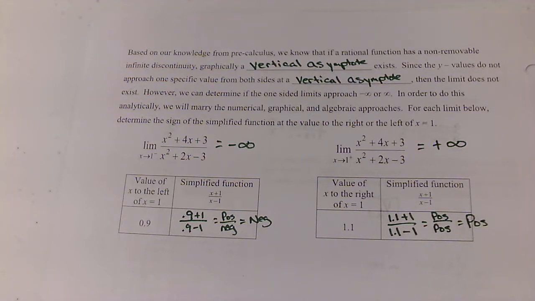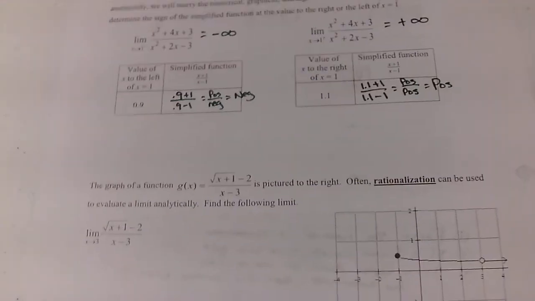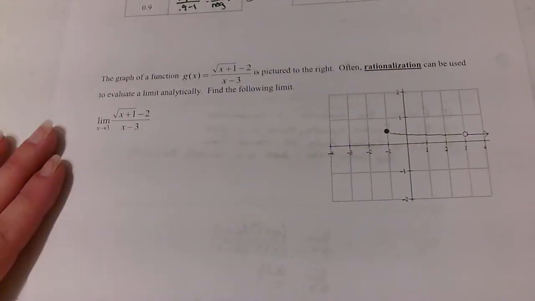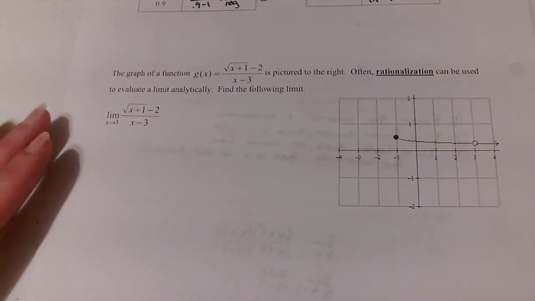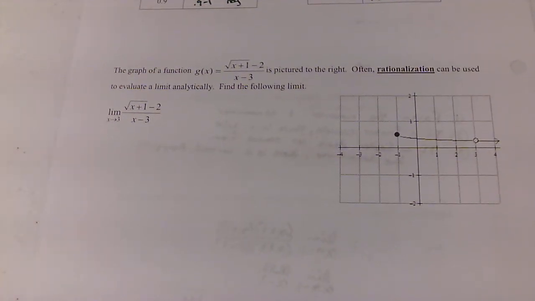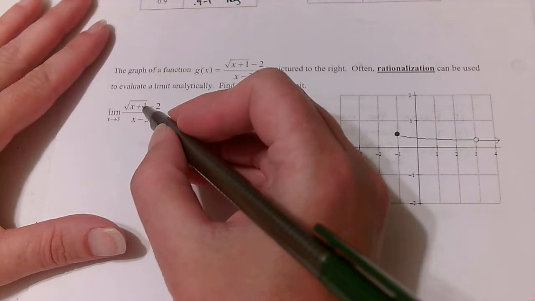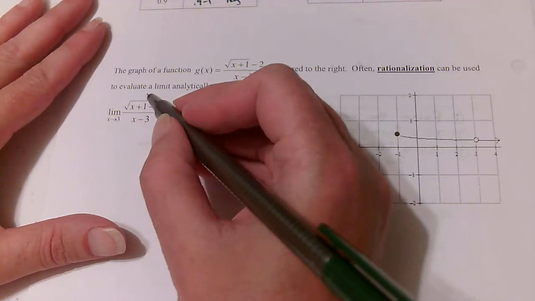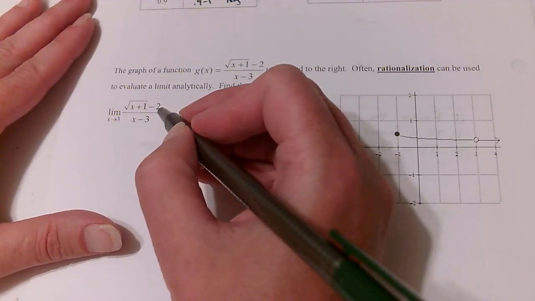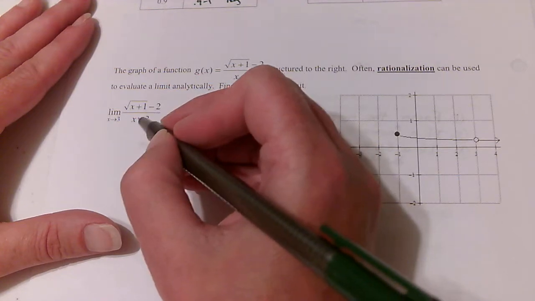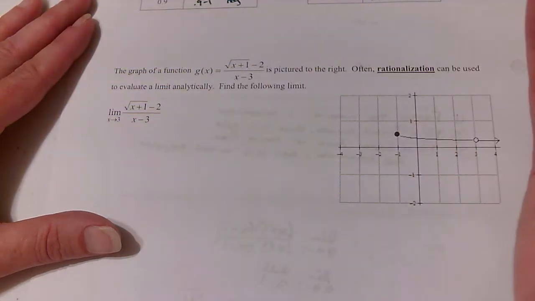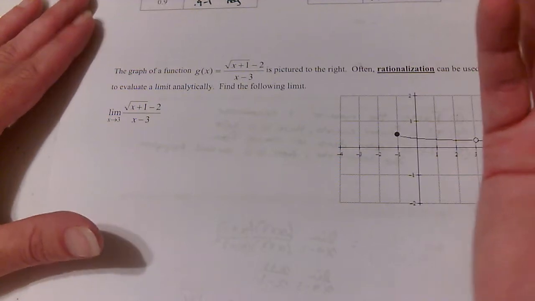Okay, so the next technique, last technique for algebraic, is when we have a square root function. Rationalization can be used to evaluate this, because if we plugged it in right now, 3 plus 1 is 4. Square root of 4 is 2. 2 minus 2 is 0. 3 minus 3 is 0. This would be a bad one if we plugged in directly.